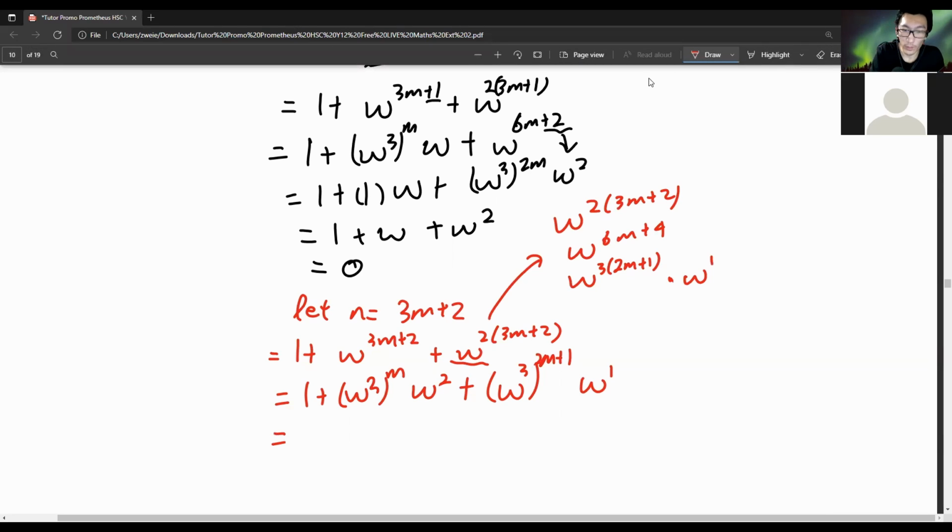So what I'm left with is 1 plus 1 times omega squared plus 1 again times omega. So essentially what I get is 1 plus omega plus omega squared again, and that equals 0.